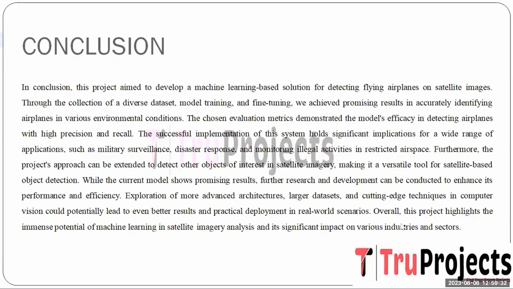The successful implementation of the system holds significant implications for a wide range of applications such as military surveillance, disaster response, and monitoring illegal activities in restricted airspace. Furthermore, the project's approach can be extended to detect other objects of interest in satellite imagery, making it a versatile tool for satellite-based object detection. Overall, this project highlights the immense potential of machine learning and satellite imagery analysis and its significant impact on various industries and sectors.